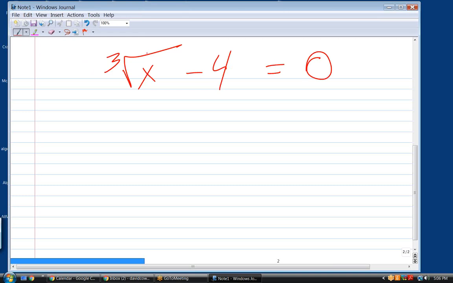How would I solve that? That means the cube root of x. You would add 4 to both sides, and then you would cube it. So x equals what? 64. All right.